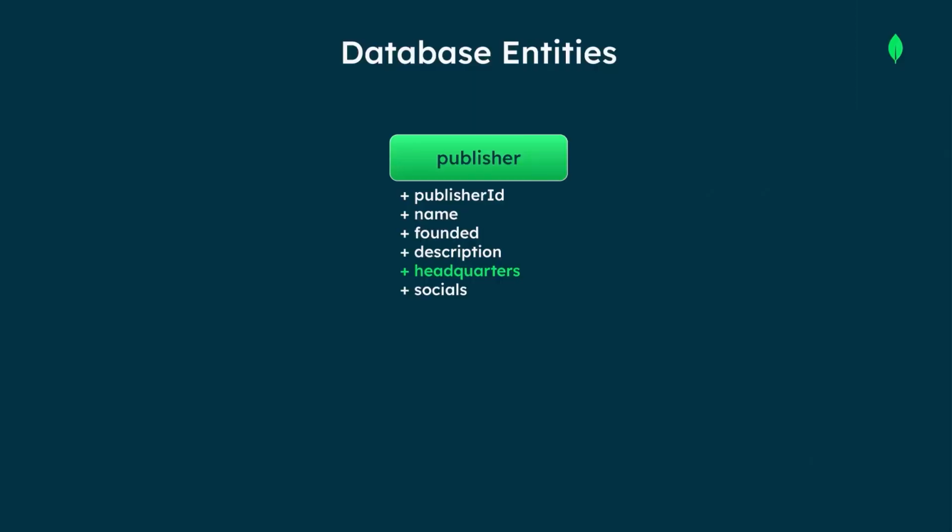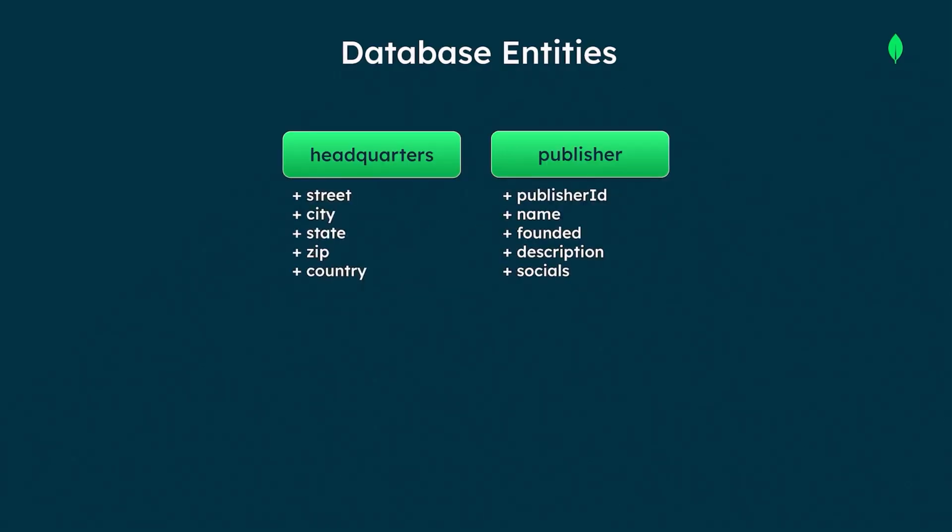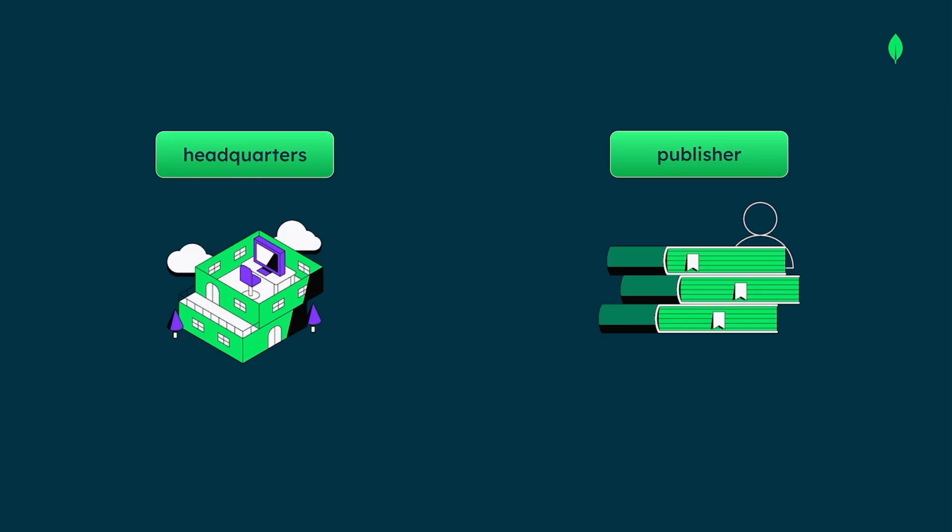You may remember that when we established entities in a previous unit, we included headquarters as an attribute of the publisher entity. Let's assume now that headquarters actually exists as its own entity in our app. Can a publisher have more than one headquarters, and can a headquarters have more than one publisher?